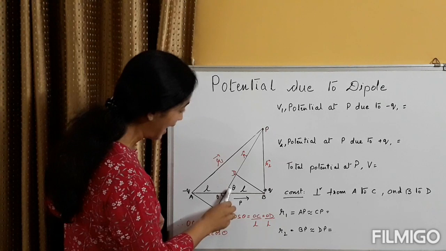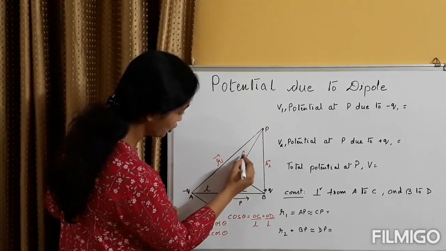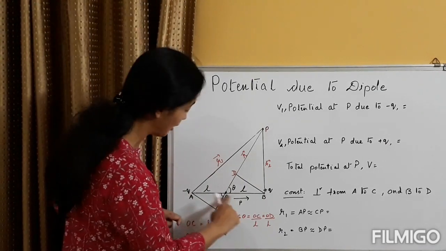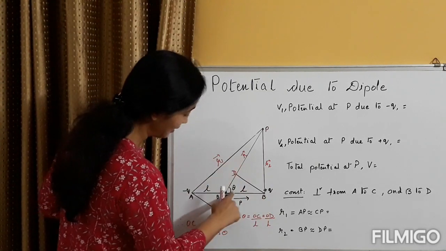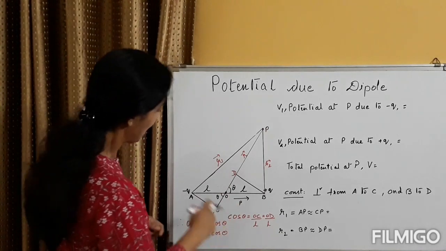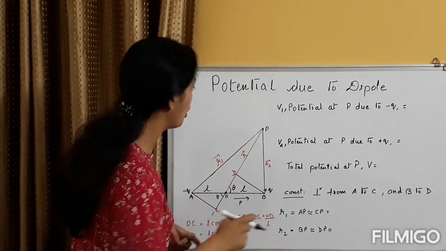Now theta is the angle which the position vector R makes with the dipole moment vector. The dipole moment is from minus q to plus q. So R and the dipole moment make an angle theta with each other. These are all the things. Do not look at the extensions right now; we will come to that point.